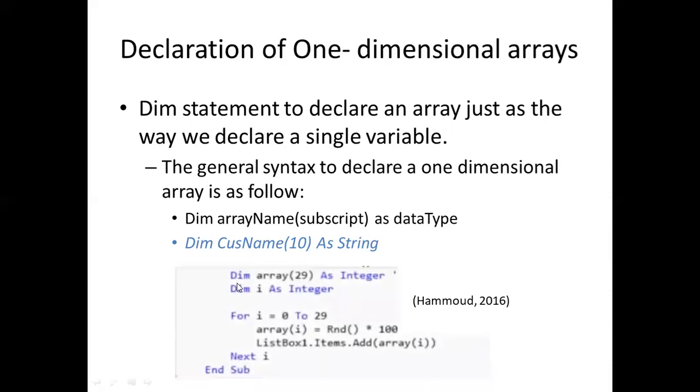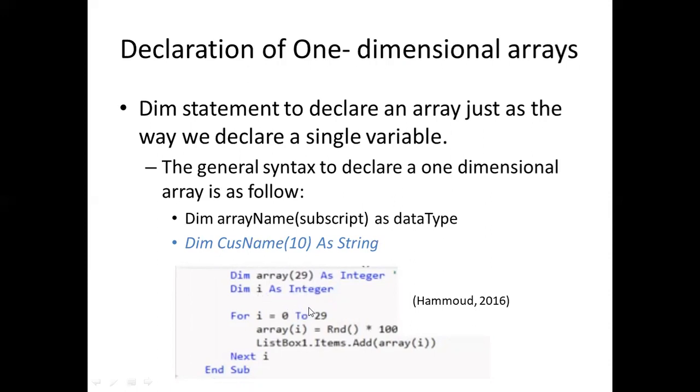So in this, what we are seeing here, you have Dim. This is the declaration. Array becomes the name, 29. So you are going to have 29 numbers as integers, because this system is going to generate random numbers. That is the purpose of this system that is being developed. And then we have Dim I as Integer.